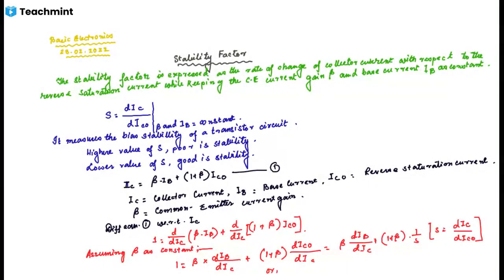So we can write S equals to S dot B, S dot beta into d of IB by d of IC, plus 1 plus beta.